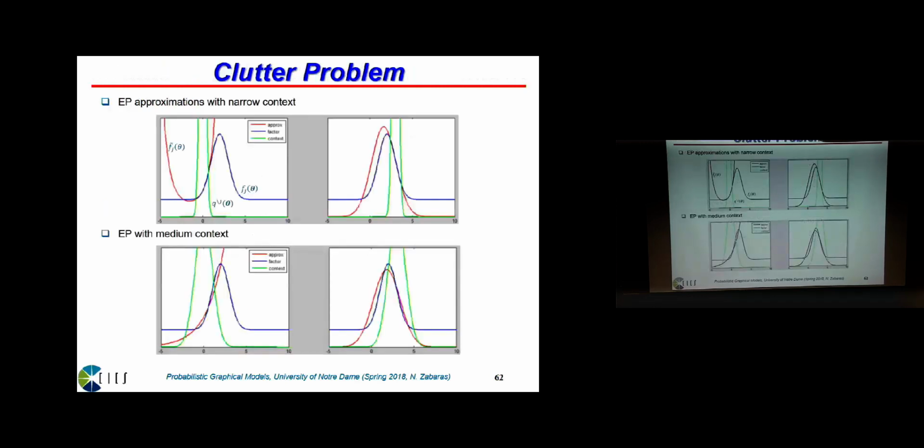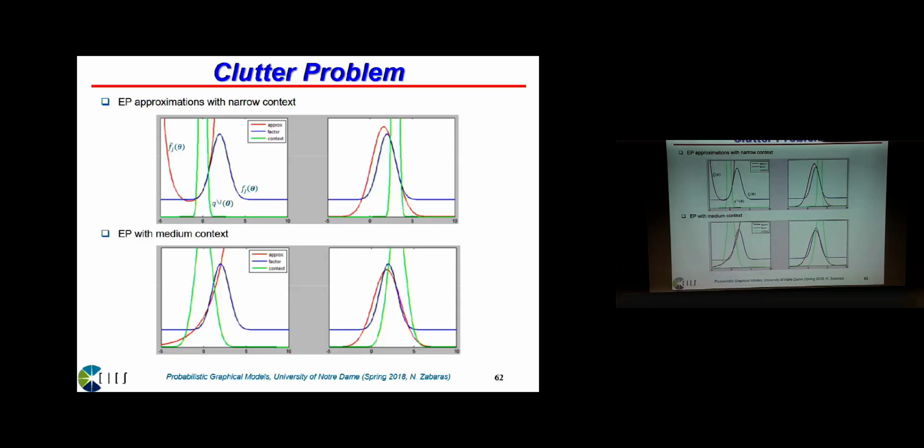All right, so let me show you another schematic on this approximation of expectation propagation on the clutter problem that I introduced, and I'm going to discuss this problem extensively. The two pictures show the two approximations that you get when the support of the Q minus J distribution, which you use as the background distribution where you do the computation, is narrow in the top two pictures. This distribution here is the context. This is the Q minus J, okay?